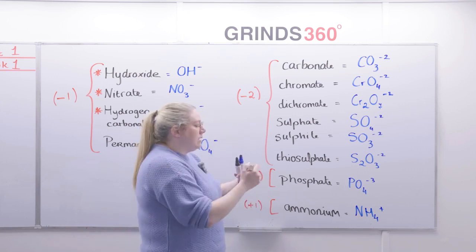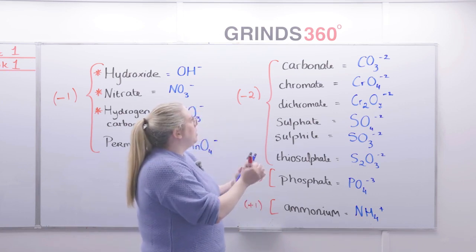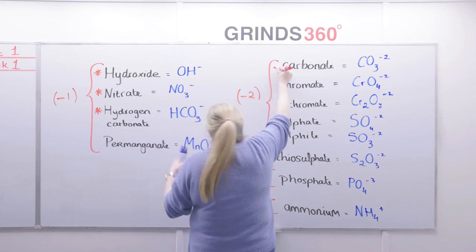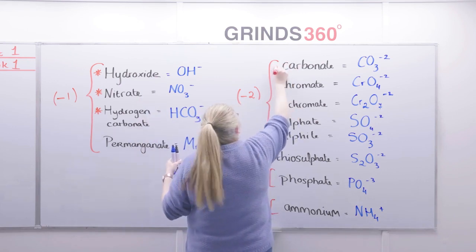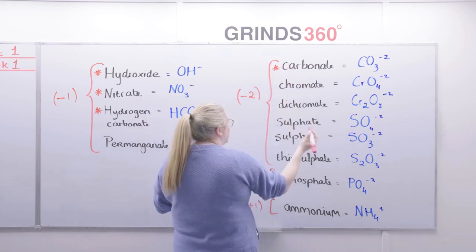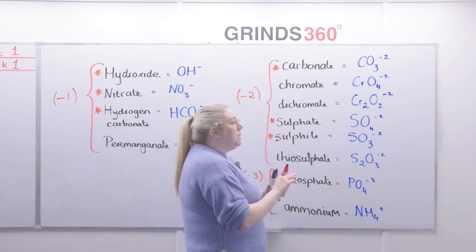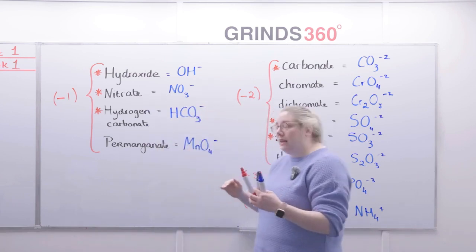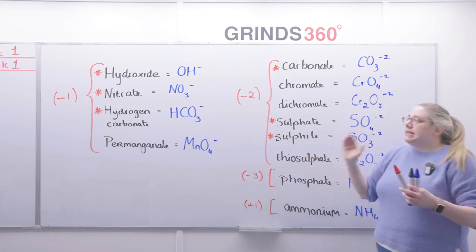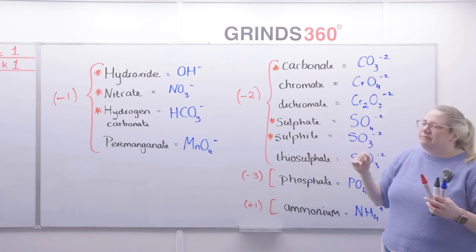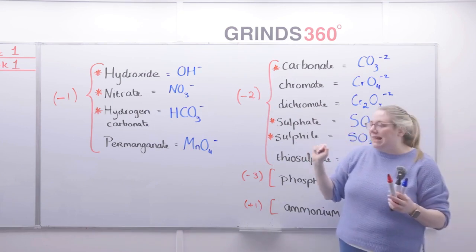Now, how you're going to tackle all of these, let's put in the other important ones first. If you're in 5th year, you definitely need to know the 3 on the left-hand side. You also need carbonate, sulfate, and sulfite. They would be my 6 to focus on, particularly if you're in 5th year. 6th years, you need all of them. Leave chromate and dichromate until last.